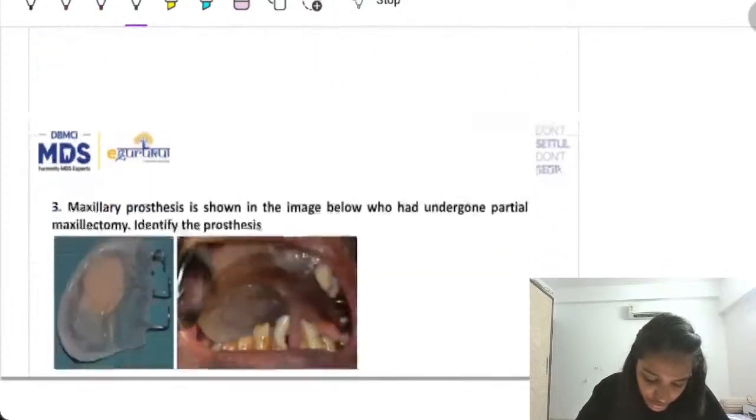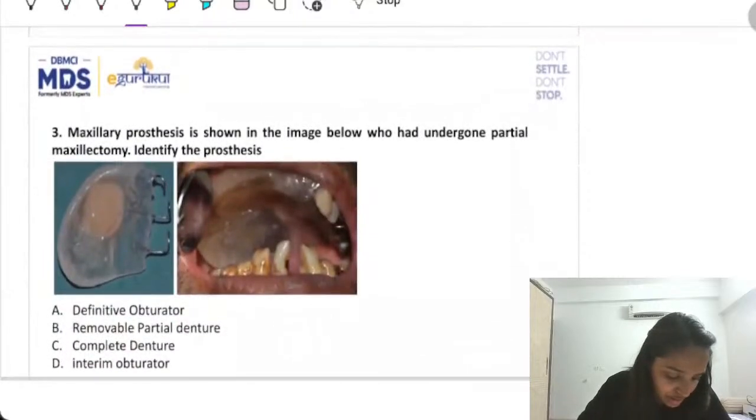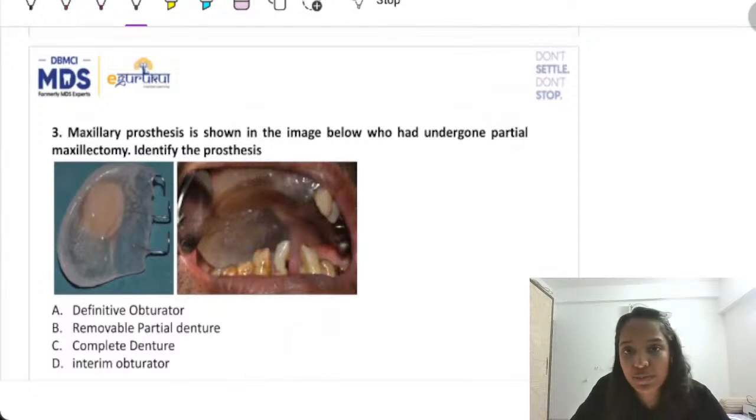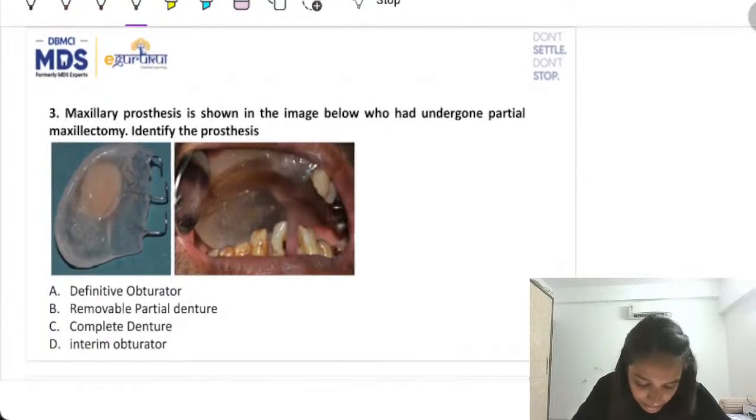So, coming to question number three. Now, this is a good question. And firstly, I let you answer it. So, a maxillary prosthesis shown in the image below. Patient has undergone partial maxillectomy. Identify the prosthesis. Is it A, definitive obturator, B, RPD, C, complete denture, D, interim obturator? Students, tell me what could be the answer here? What could be the answer here?